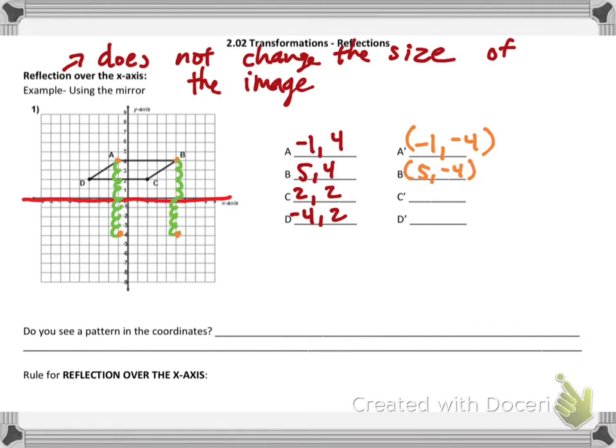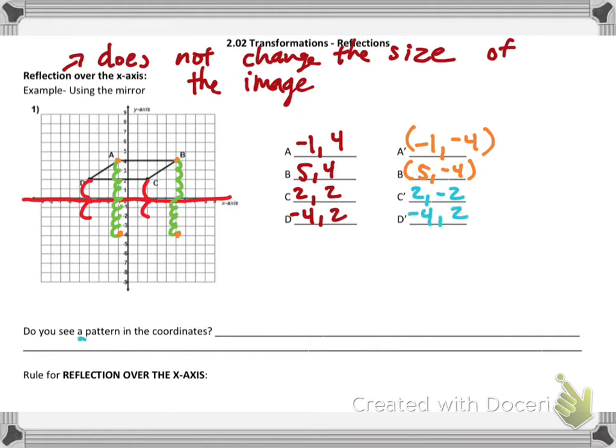Go ahead and find the new coordinates for C prime and D prime. Alright, so you have your coordinates for C and D. Go ahead and check your answer with mine, please. From C, I am 2 away. That means on my new C, I'll also be 2 away. So I will be at 2, -2. And for D, I am also 2 away. That means I'm going to also be 2 away from the line of reflection, which will put me at -4, -2.